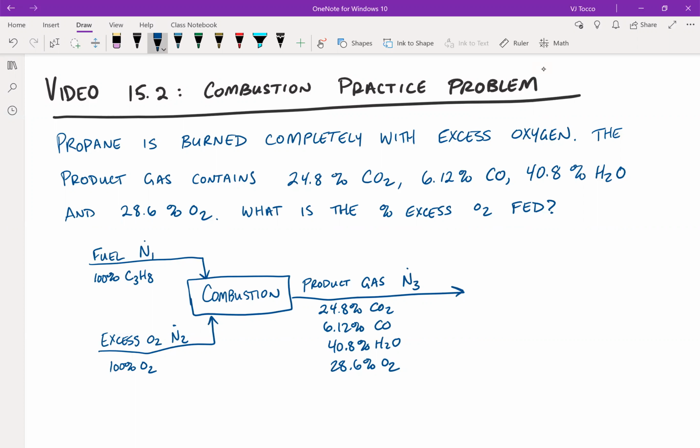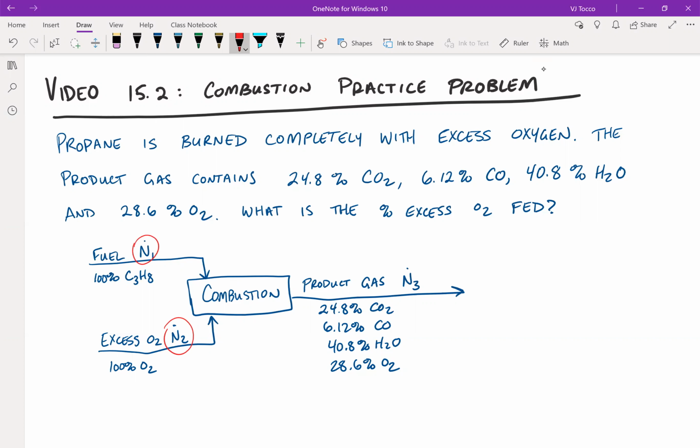Once again, it doesn't say specifically, but to make my life easier, I'm going to go with the thing that is easier to assume. Because it's a chemical reaction, I need to balance moles. And I would assume that if it were weight percent, it would have explicitly said so. Then I also have a flow rate of product gas N3. I want to figure out the percent excess O2 fed, and in order to do that, I'm going to need to figure out what N2 is and what N1 is.